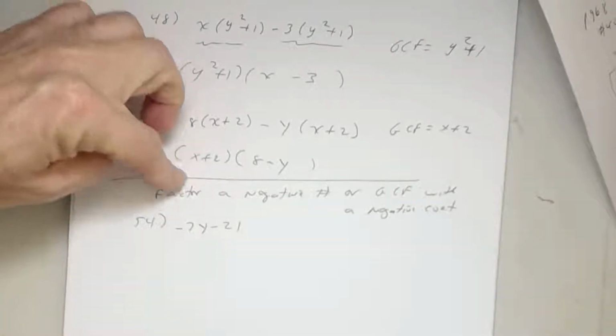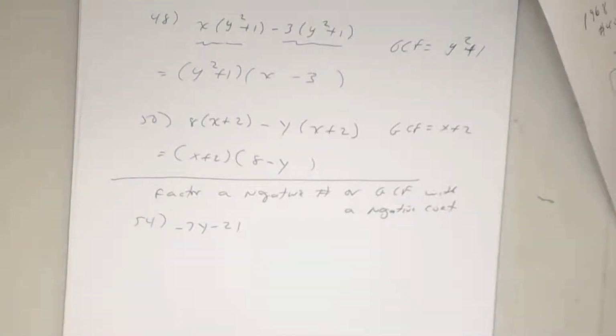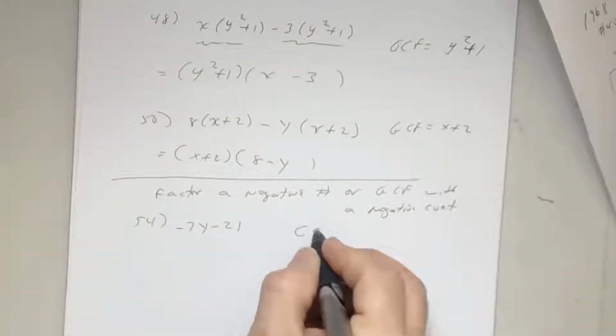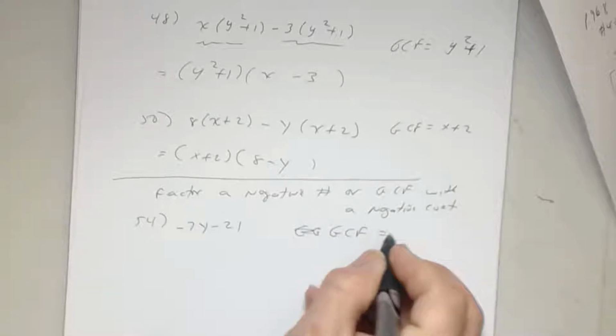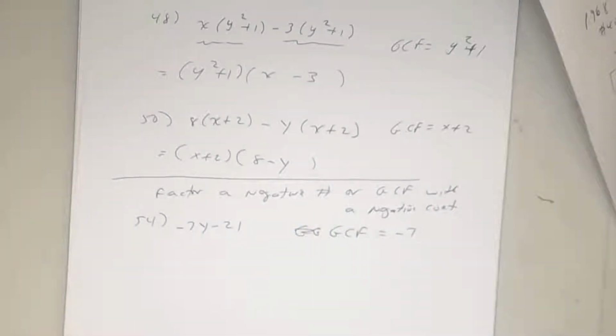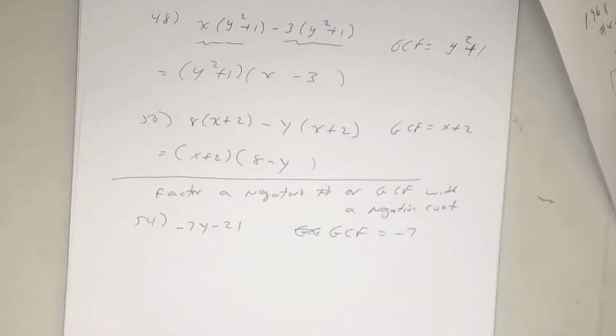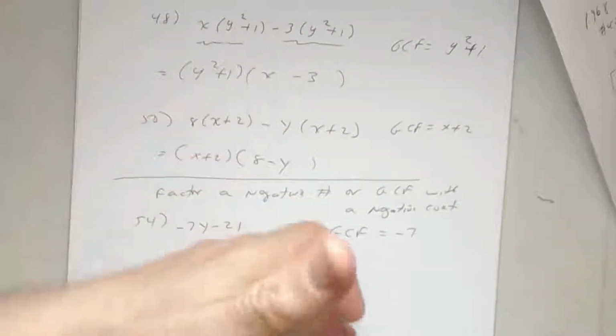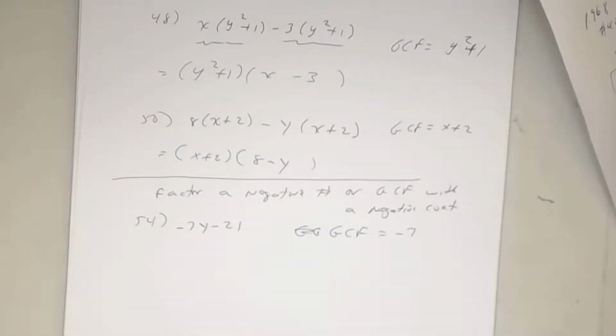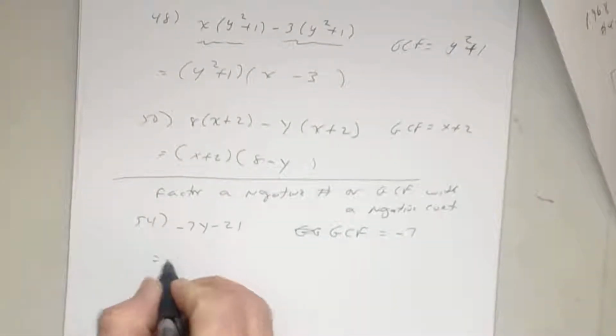But in the directions, though, it says they want you to factor out a negative number for the GCF. So what's the GCF? Negative 7. GCF equals negative 7. And we said 3. In your mind, you were saying 7 times 3 is 21, but that's not the GCF. GCF is not 3. The GCF is 7. The directions, though, they want you to use what kind of GCF? Negative. So then, where does that negative 7 go?